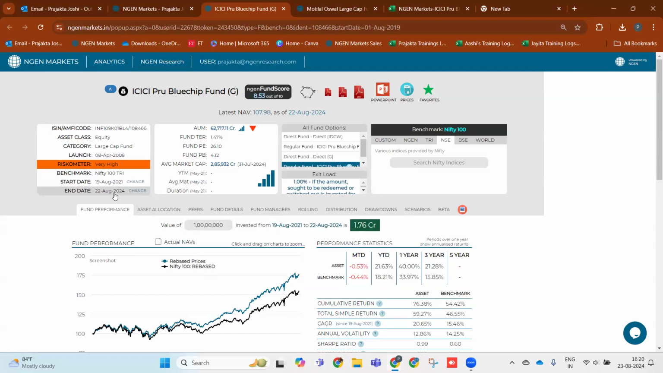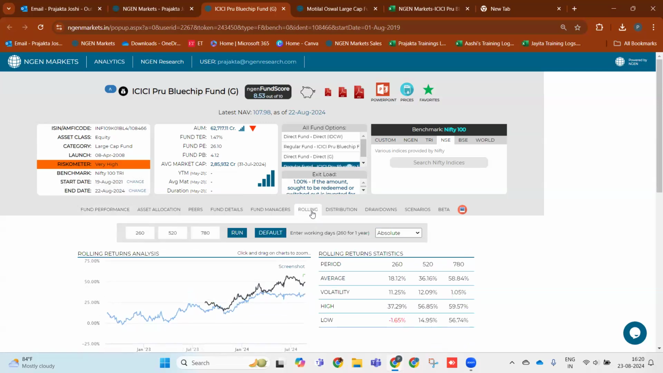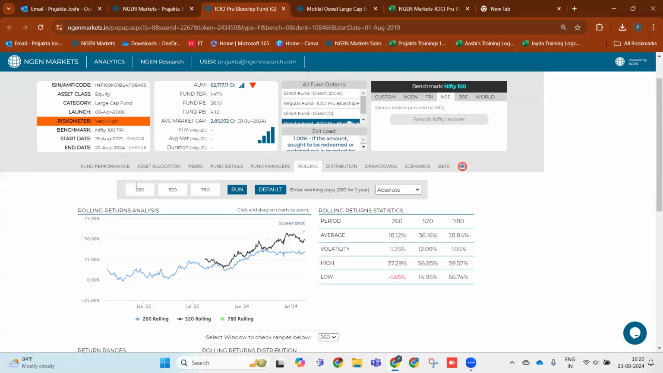Now, on a single fund level, where do you locate rolling returns analysis? That is right here. This is the tab for rolling returns analysis on a single fund level. The moment we land here, these are the rolling windows that we were speaking of in the compare section. This is right here.